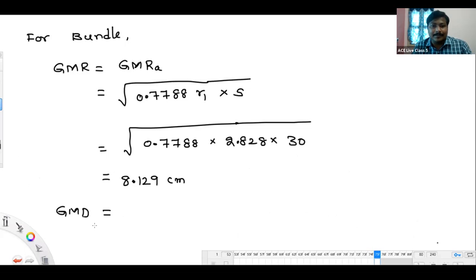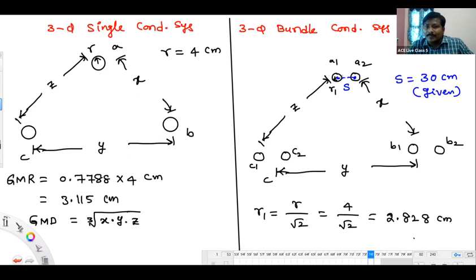GMD. Is it the same? Can we say? See, already I made a statement that the spacing between subconductors S is negligibly small compared to X, Y, Z numbers. So definitely I can say that the phase A, B, C positions will be more or less the same. So X, Y, Z values will be as they are compared to the previous numbers.